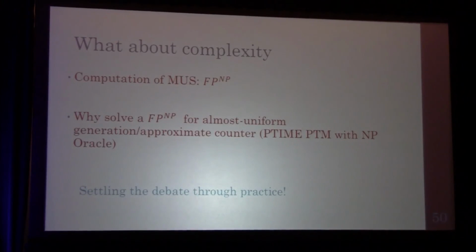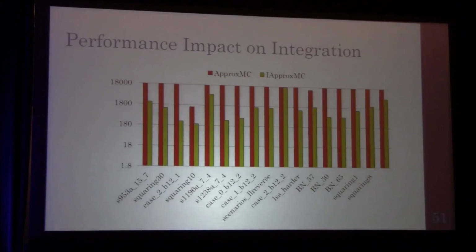One might ask how hard it is to compute such a minimal unsatisfiable subset. Although the complexity class is almost as hard as doing uniform generation or approximate counting, in practice we see that it really helps to first compute the independent support and then do the sampling and counting. Typically one can get about an order of magnitude speedup.